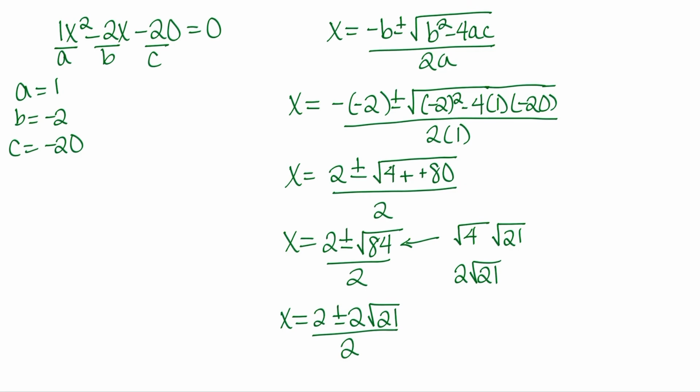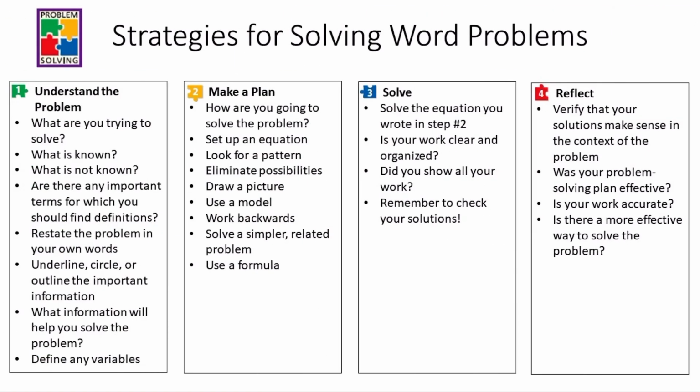So notice that now all three terms have a common factor of 2 in them, so I can go ahead and cancel that common factor. So when I do that, I end up with x equals 1 plus or minus the square root of 21. And that is my solution. So what we're going to do is expand this idea and apply what we just learned to solving word problems.